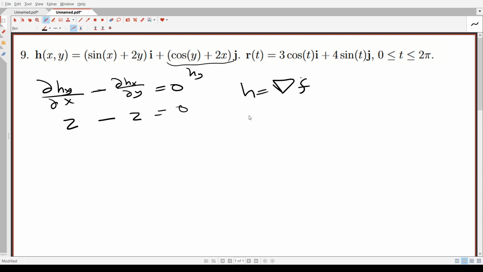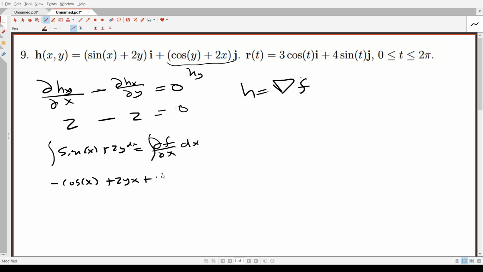So what do I know? I know that if this is the gradient of something, that means that sine x plus 2y equals the derivative with respect to x. So if I integrate both sides with respect to x, indefinite integral, and treat y as a constant, then what do I get? Integral of sine is negative cosine plus 2yx plus stuff involving only y, because remember, y is a constant, plus a constant.